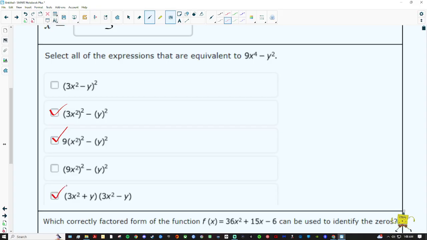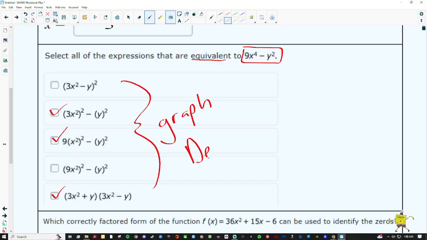That works also. There's lots of tricks for Desmos. We're trying to see where they're equivalent. So by graphing this and then graphing all of these in Desmos, we can see which ones have the same graph. If they have the same graph, then guess what? They're equivalent. If they don't have the same graph, like these two, then it's not equivalent.